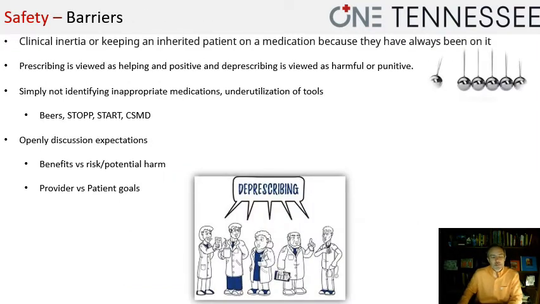Clinical inertia, or keeping an inherited patient on a medication because they've always been on it, is relatively common. And one of the most common cases is where a physician has retired or passed away, another provider inherits those patients and keeps them on the controlled substances that they're currently on because they've always been on them. Also, prescribing medication is viewed as being helpful and positive, and deprescribing or taking medications away is oftentimes viewed as being harmful or punitive. Another barrier is simply not identifying inappropriate medications and underutilization of some common tools like the BEERS, STOP, START, and the CSMD.